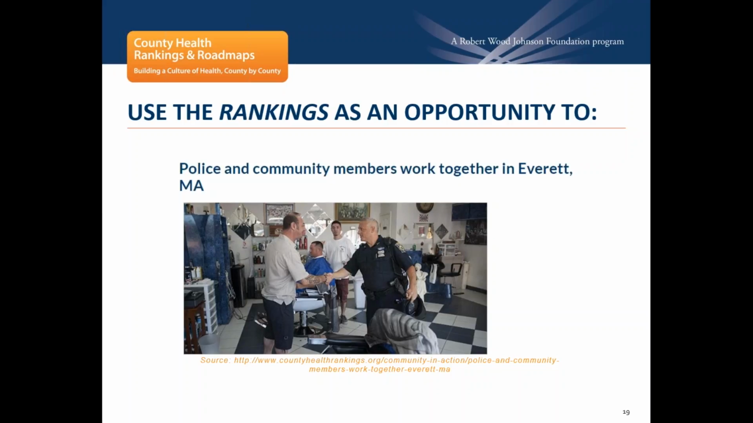You can also use rankings to ask the community, what's the story behind the number? When you start to talk about the story, people start to come with ideas and solutions. Focus those ideas and solutions on the drivers that most influence health, those policy, systems and environmental conditions that create opportunities to improve health for all.